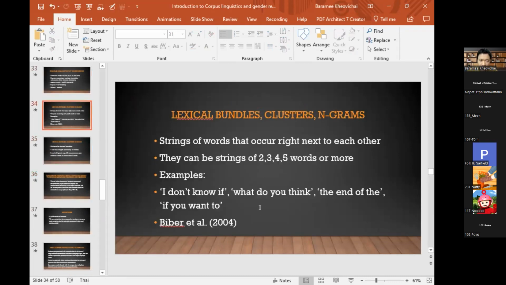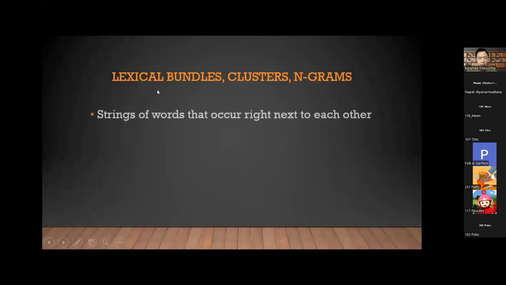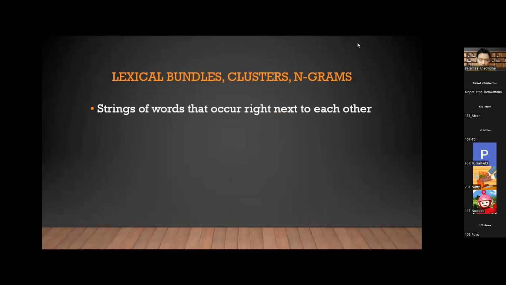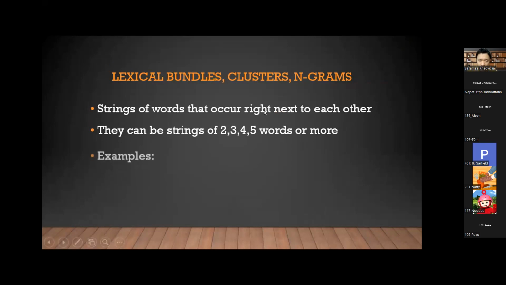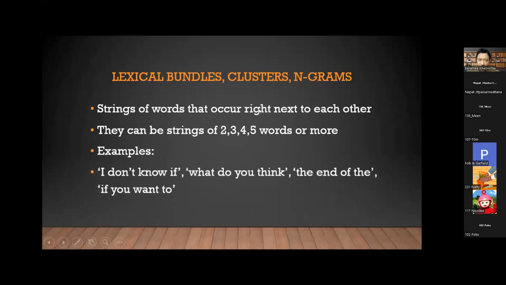Okay, let me just go through lexical bundles and then we have a break. The last one is called lexical bundles, clusters or n-grams. These are strings of words that occur right next to each other. It can be 2, 3, 4, or 5 words or more. Examples of lexical bundles are: I don't know if, what do you think, the end of the, and if you want to.